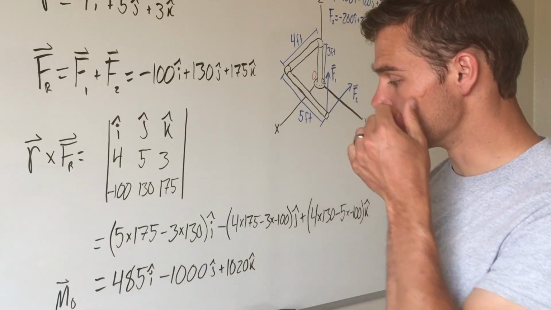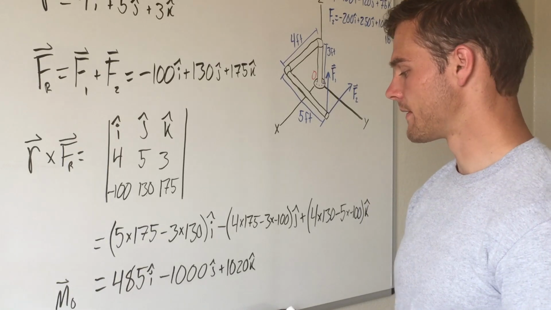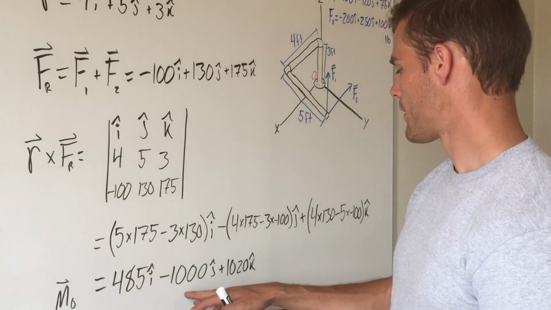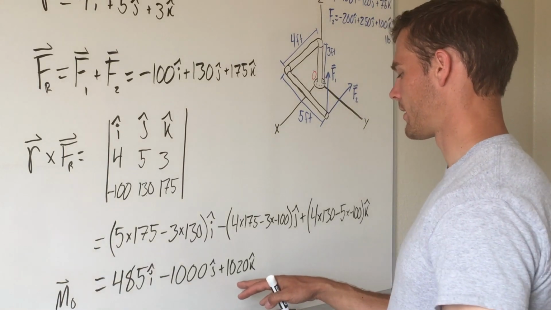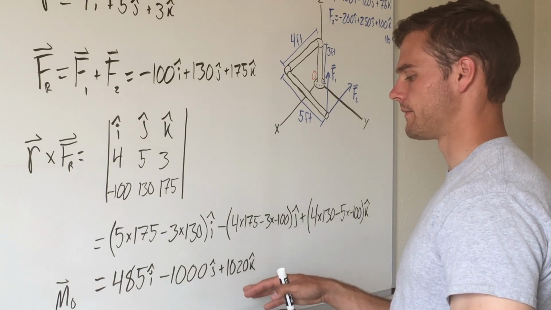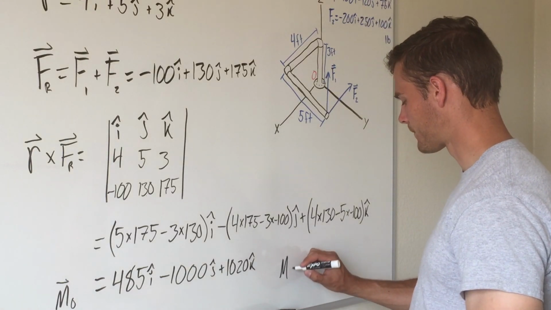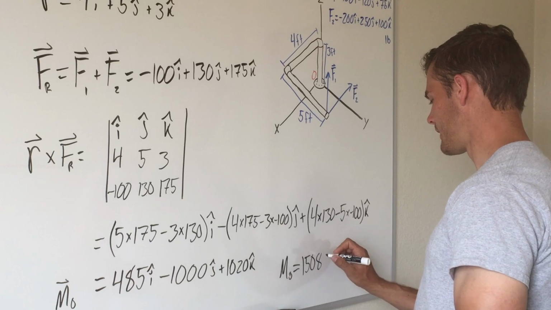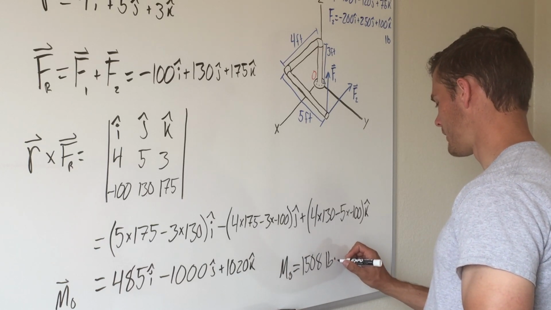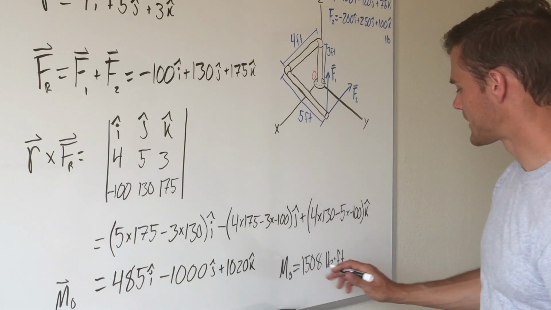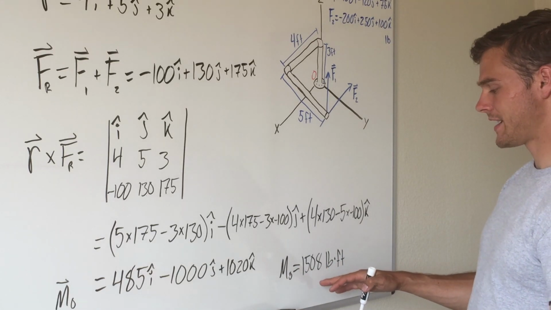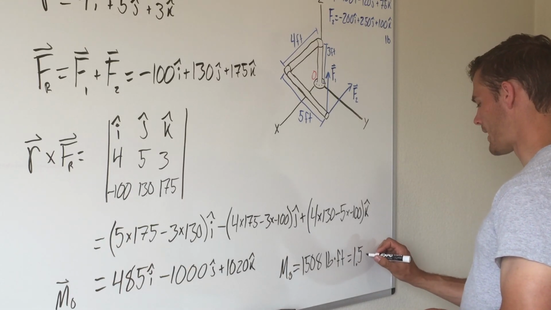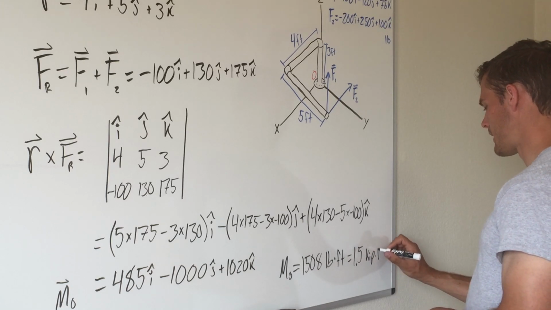If we want to just find the magnitude of the moment, we can do the square root of the sum of the squares, and I'm just going to give that to you. You do the square root of 485 squared plus negative 1000 squared plus 1020 squared, and that moment equals 1508 pound-feet. If we want to simplify that, 1,000 pounds is a kip, and so that would be 1.5 kip feet.